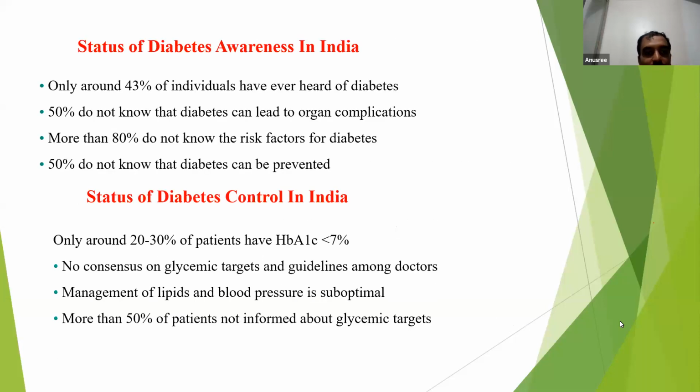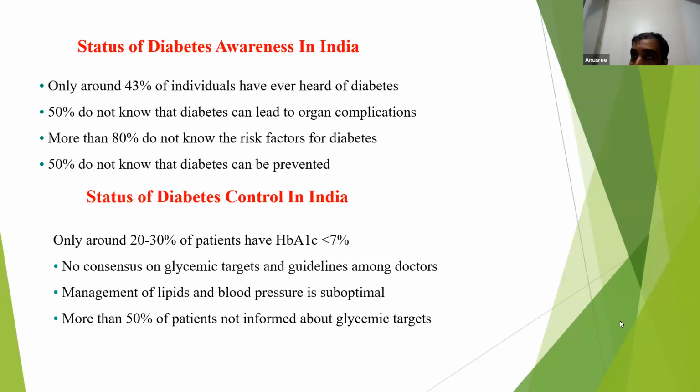And the status of diabetes awareness in India is that only 43% of individuals have ever heard of diabetes. That's why I said that our mass media campaign is not a successful thing. 50% of diabetic patients don't know that diabetes will lead to end organ complications. More than 80% don't know the risk factors of diabetes. And 50% don't even know that diabetes, at least type 2 diabetes, can be prevented.